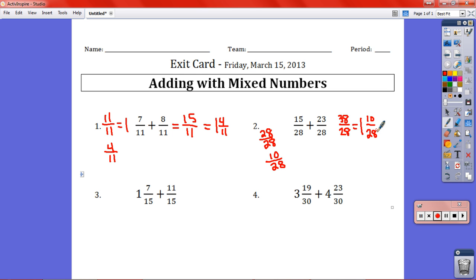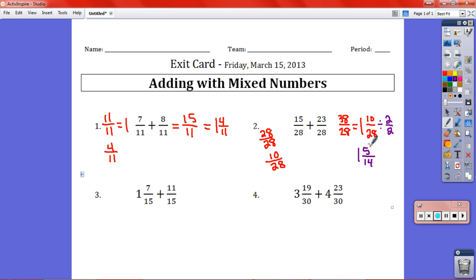But then I still need to simplify. They're both even, so I can divide by 2. The 1 stays the same, because when I divide by 2 over 2, I'm just dividing by 1. 2 out of 2 is 1 whole. 1 divided by 1 is still 1. Technically, 10/28ths divided by 1 is still 10/28ths, but that just proves that it's an equivalent fraction. 10 divided by 2 is 5, and 28 divided by 2 is 14. That means that 5/14ths is equivalent to 10/28ths.